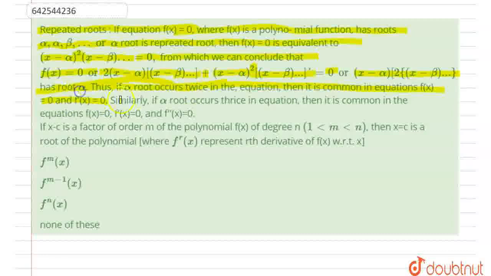Now similarly, if alpha is a root which occurs thrice in the equation, then it is common in the equations f(x) = 0, f'(x) = 0 and f''(x) = 0. If x - c is a factor of order m of the polynomial f(x) of degree n, where n is strictly greater than m, which is strictly greater than 1, then x = c is a root of the polynomial. We have four options. First option is the mth derivative of f, the second is the (m-1)th derivative of f, the third is the nth derivative of f, and the fourth option is none.